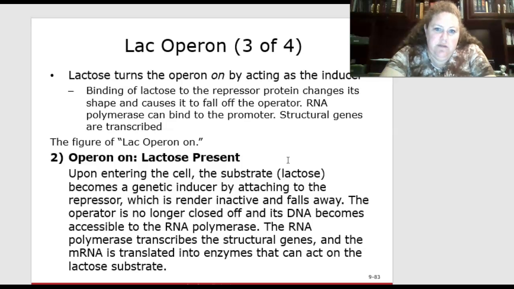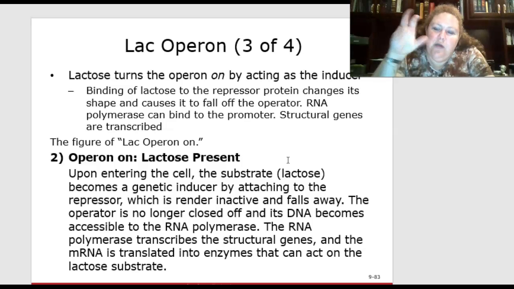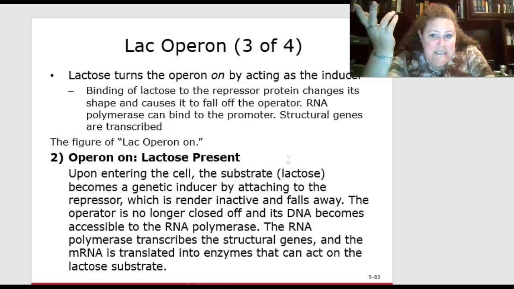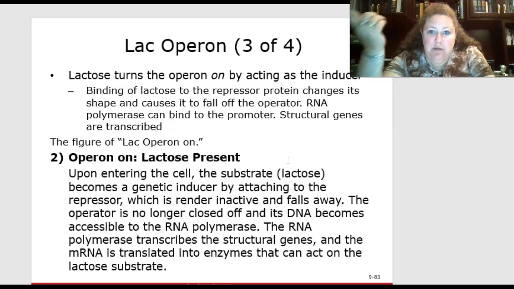And so with the figure, again, this is figure 9.20. When the operon is on, then lactose is present. And upon entering the cell, the substrate, or that starting material, which is lactose, becomes a genetic inducer by attaching to the repressor, which is rendered inactive and therefore falls away because it's not needed. The operator is no longer closed off and its DNA becomes accessible to the RNA polymerase.